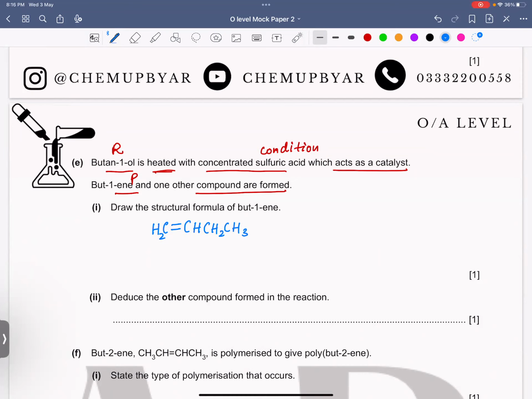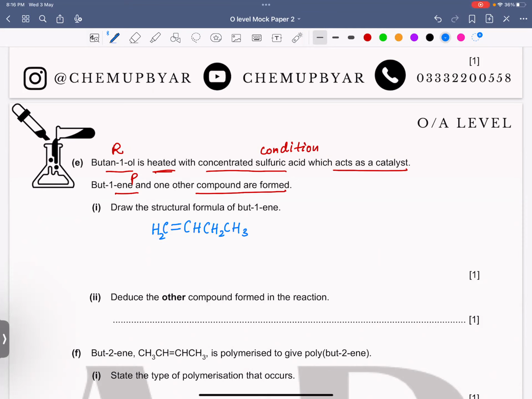Yes, sir. In this way, whenever they ask you to write the structural formula, you have to write the structural formula. If you make the displayed formula over here, or if you show any bond here instead of writing the carbon double bond in the structural way, then you will be marked wrong. It's a displayed formula, you will not get the mark. They have mentioned the structural formula right now, so they have mentioned the condition.